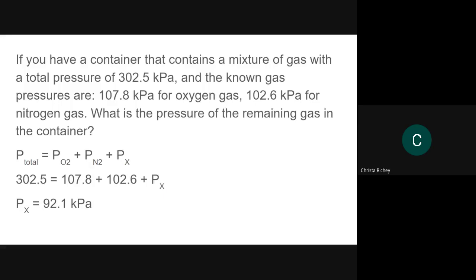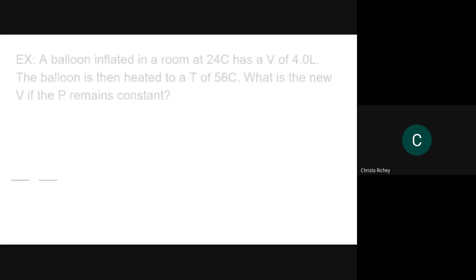I am not a fan of making my students memorize equations. You need to know how to use a formula. What gas law is this? This is Dalton's law of partial pressure. This is where you add and subtract. There's not much to it.